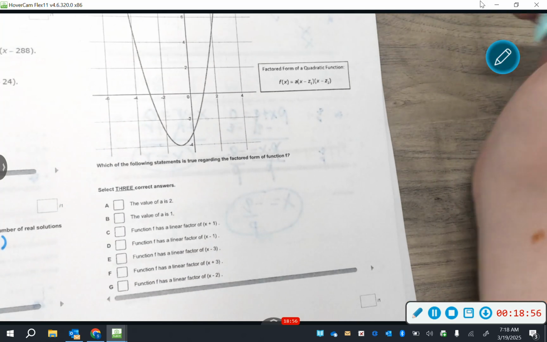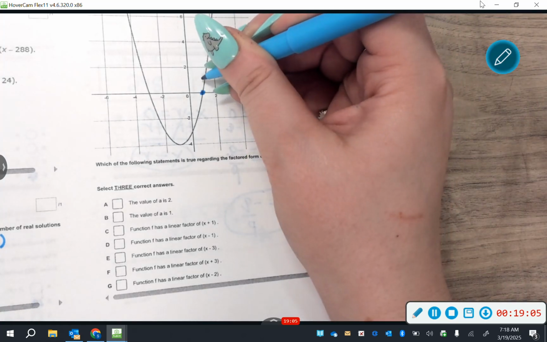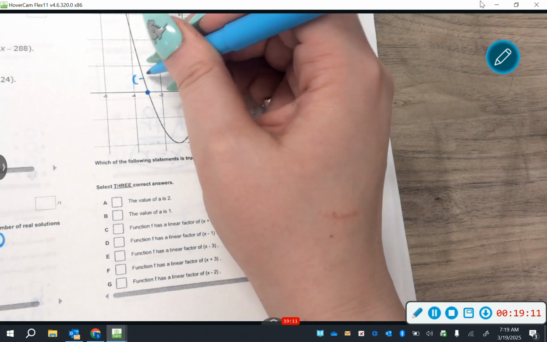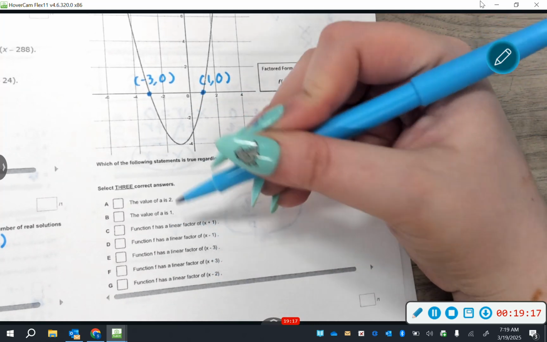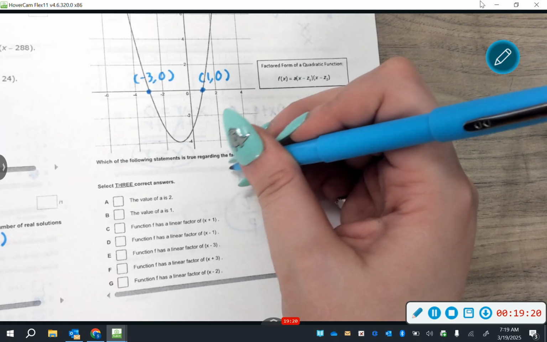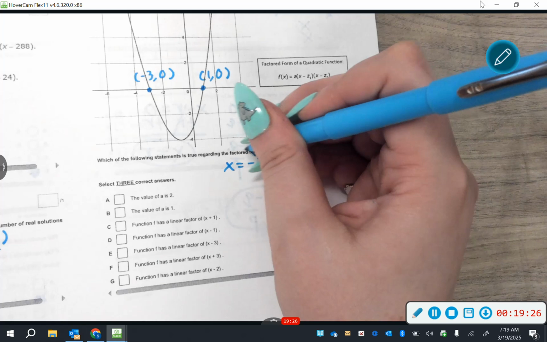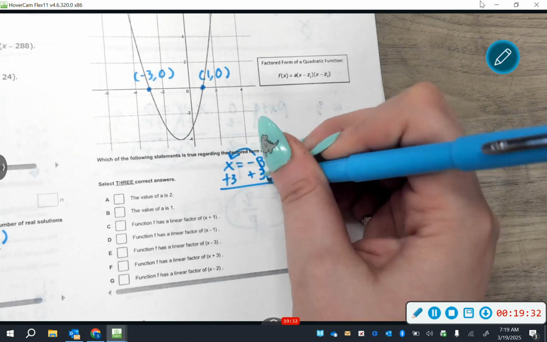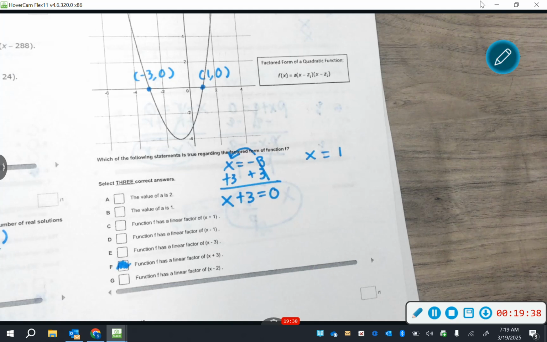Factored form. Which of the following statements is true? Okay, so looks like we got here a 0 at 1, 0. It looks here like here we have a 0 at negative 3, 0. So they're either asking us about factors or A. So let's go ahead and get our factors here. So we have x equals negative 3, and we have x equals 1. If I'm solving it, we have to set it equal to 0. The opposite of minus 3 is plus 3 to both sides. X plus 3 equals 0. So F is one of our answers.